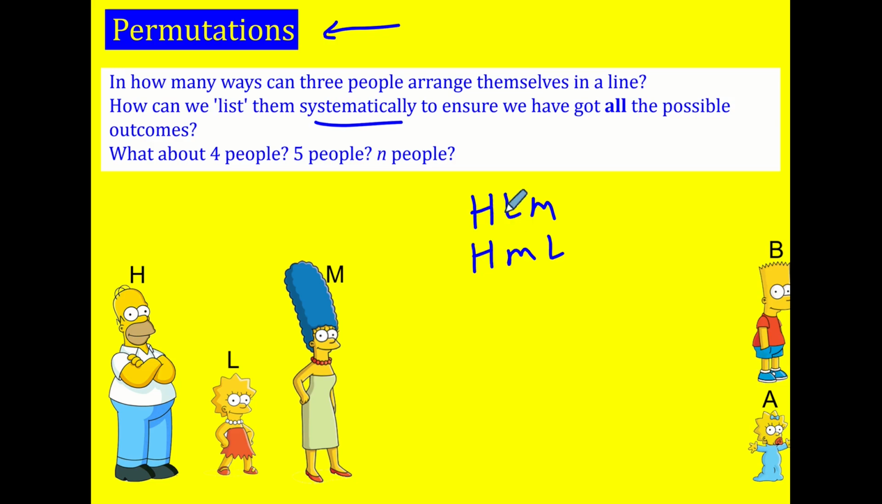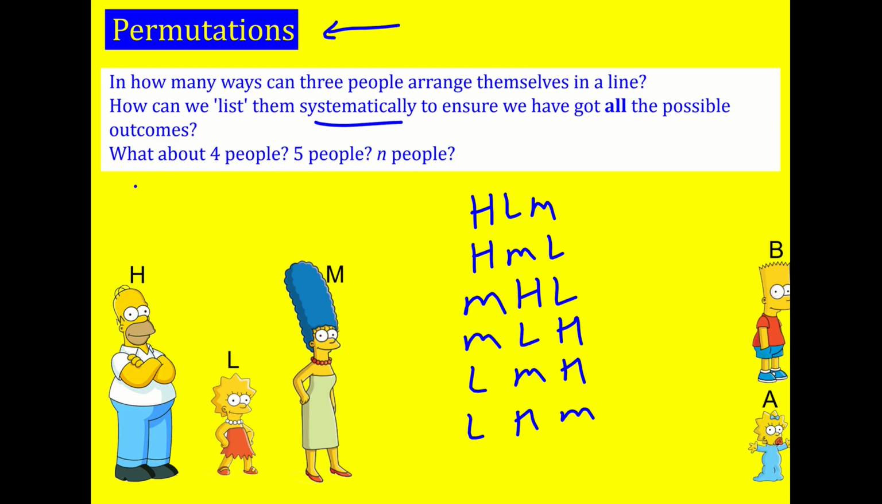So that gives me 2 when Homer is on the left, and it therefore makes sense that there's going to be 2 when Marge is on the left, because there's nothing special about Homer. So it's going to be Marge, Homer, and Lisa, or Marge, Lisa, and Homer. And then finally, we're going to have 2 for Lisa. It's going to be Lisa, Marge, Homer, or Lisa, Homer, Marge. So we get, for 3 people, 6 ways of doing it.